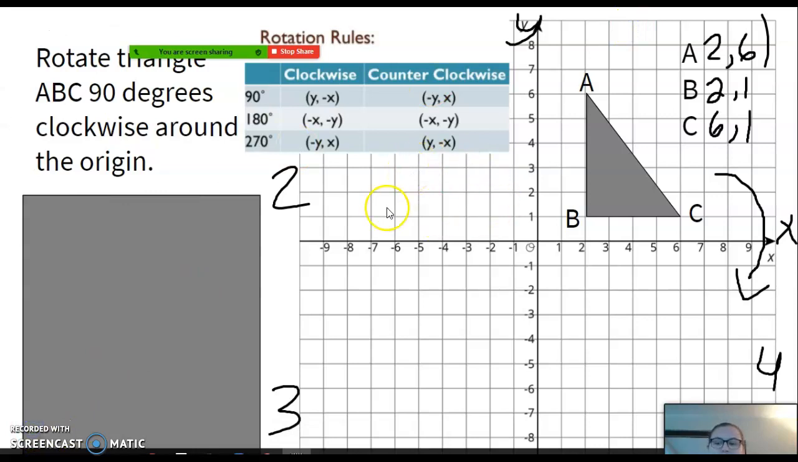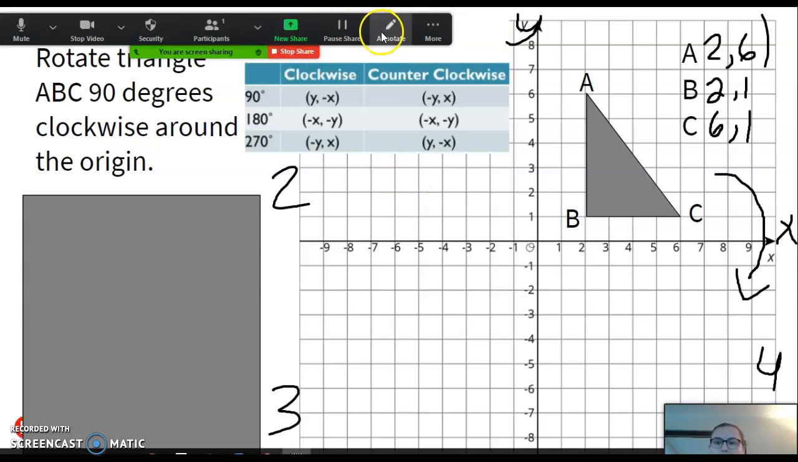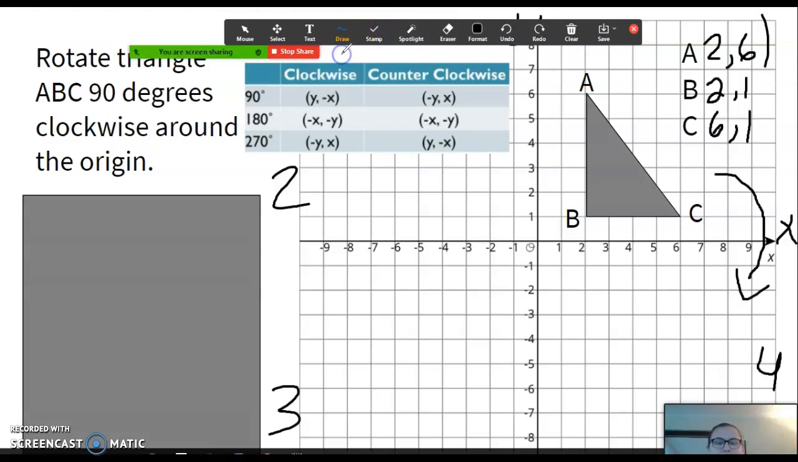Okay, so A is at (2, 6), B is at (2, 1), and C is at (6, 1). This is our pre-image here. So if I'm rotating 90 degrees clockwise, I'm going to switch my x and y values, and depending on which quadrant I'm in, that is what the positive and/or negative will be. And since I'm going to be down here, my x is going to be positive and my y is going to be negative. So I'm going to switch them all.